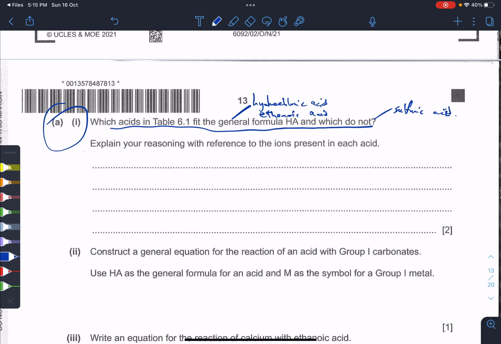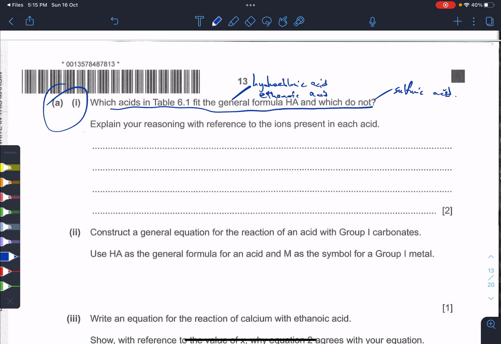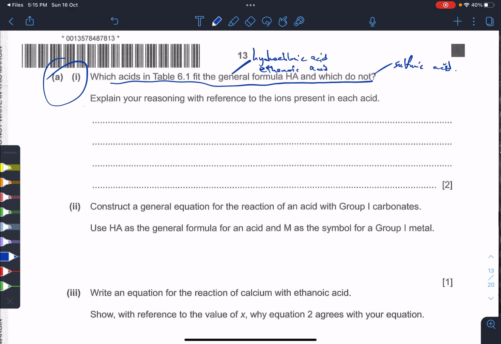And the examiner won't guess one. If the answer is not clear, you don't get the mark. Simple as that. Make sure the answer is clear. Next thing, explain with reference to the ions. Did they just say cation? They didn't. So why did some of you, or most of you, give me just cation?